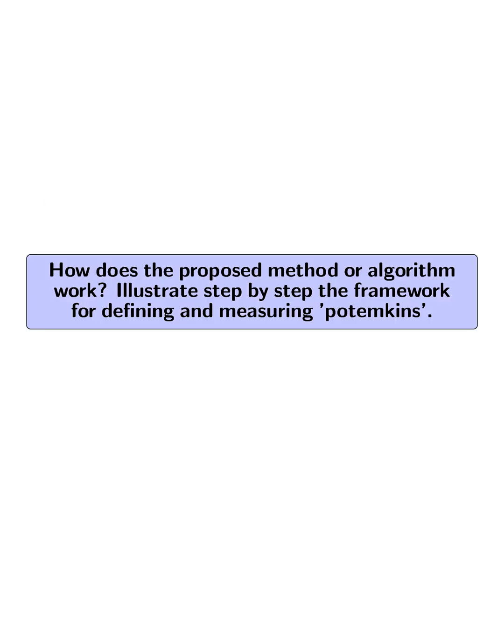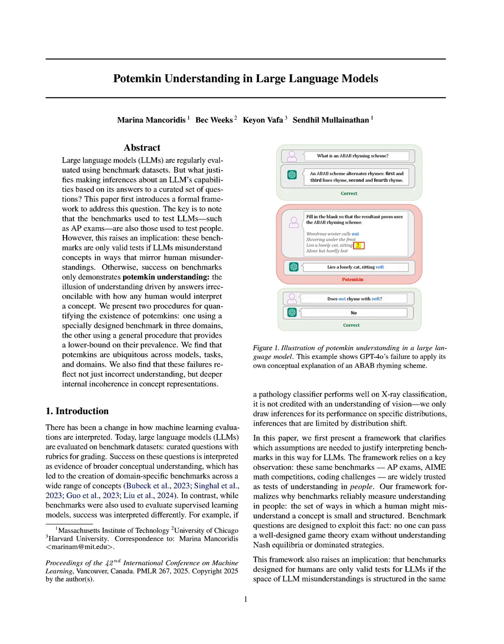How does the proposed method or algorithm work? Illustrate step by step the framework for defining and measuring Potemkins. The proposed method involves a systematic framework that identifies discrepancies in conceptual understanding between large language models, LLMs, and humans. First, the framework establishes that a model has Potemkin understanding if it can correctly answer keystone questions, indicative of understanding, but fails to apply the concept correctly in practical tasks.